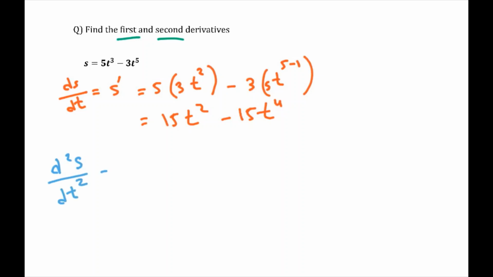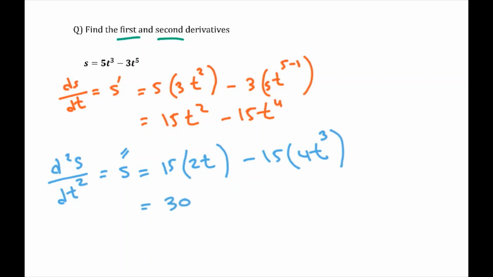The second derivative, you can say d2s over dt squared, or s double prime: 15 times 2t to the power of 2 minus 1, which is 1, minus 15 times 4, t to the power of 4 minus 1, which is 3. That's going to be equal to 30t minus 60t cubed.